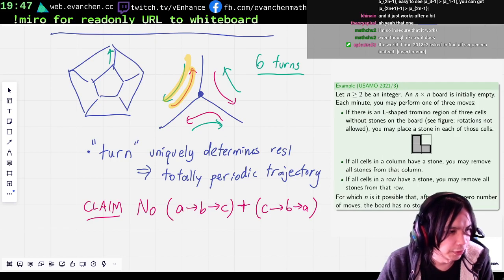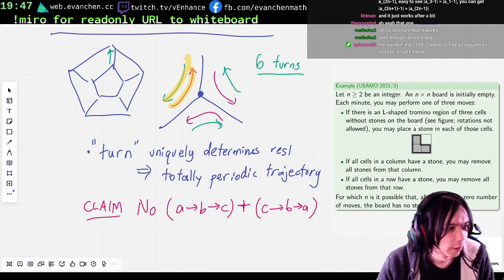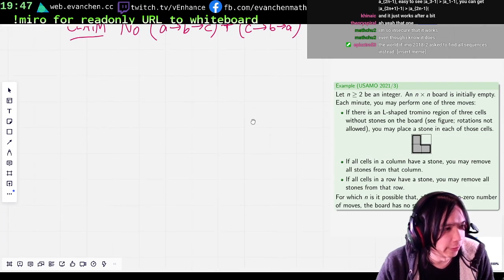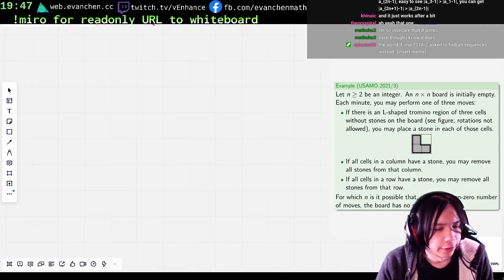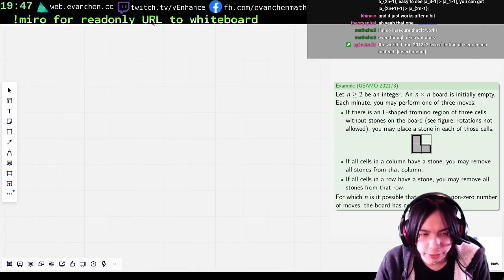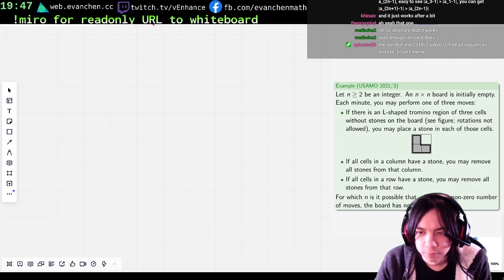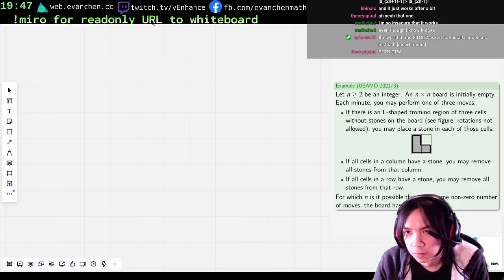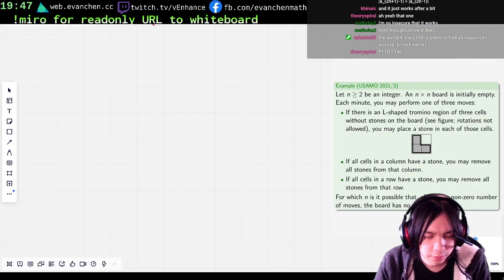Okay, so you can do some random operation, and it's pretty easy to see that for n equals 3, the goal is achievable, because what you do is, let me just draw a picture.